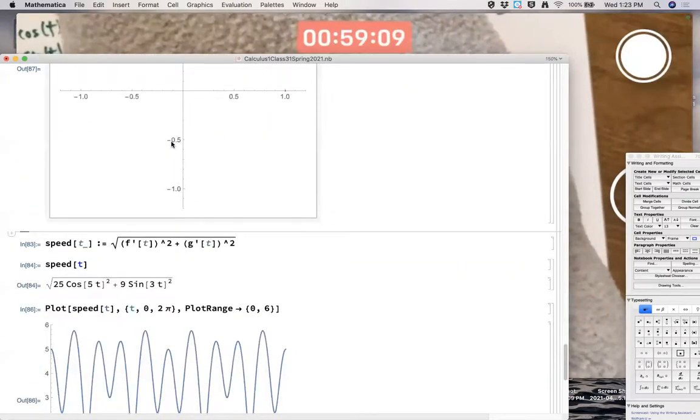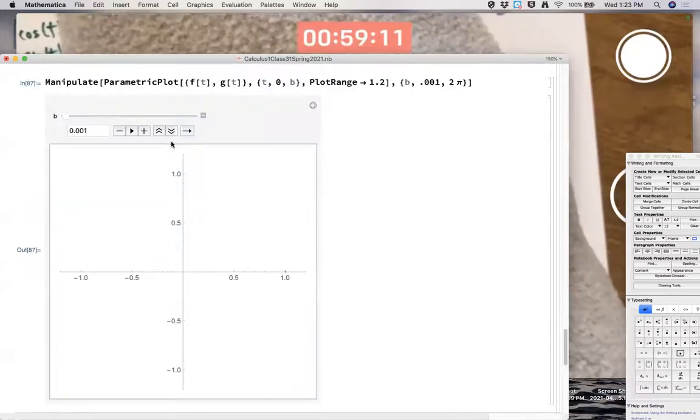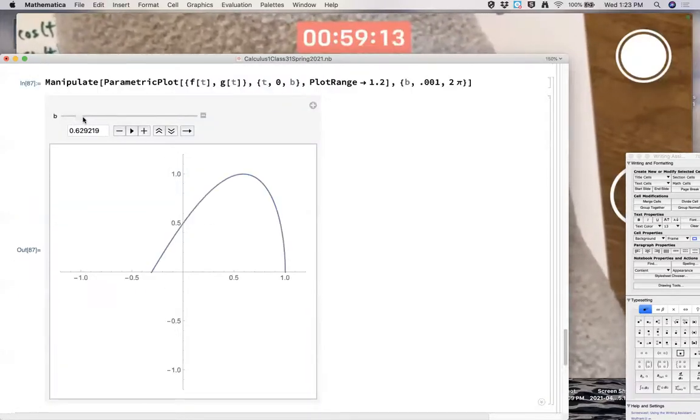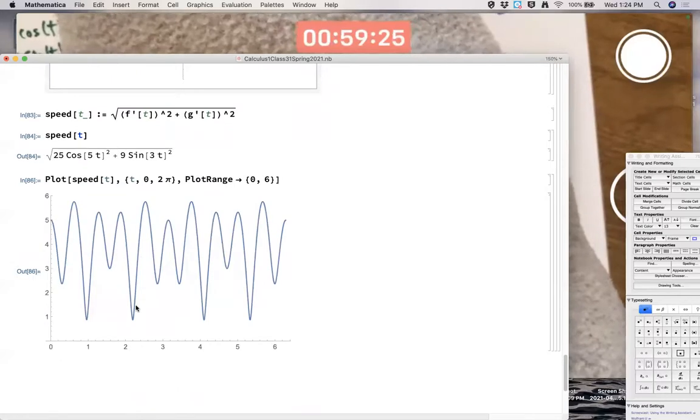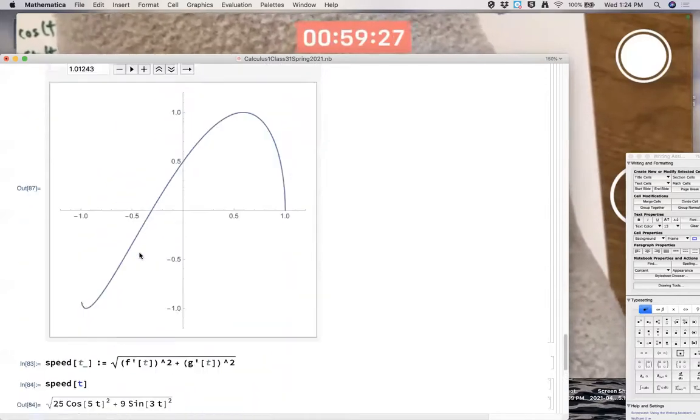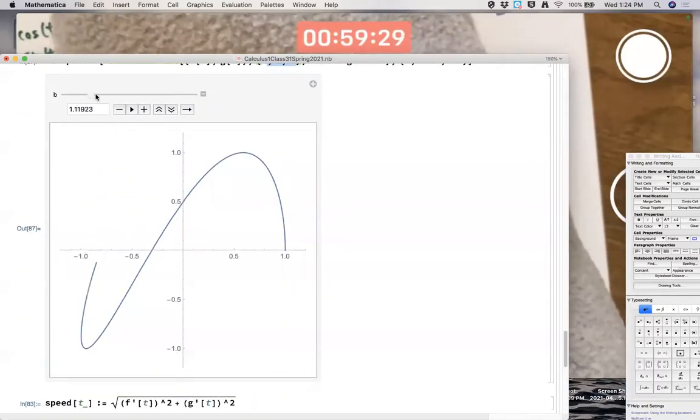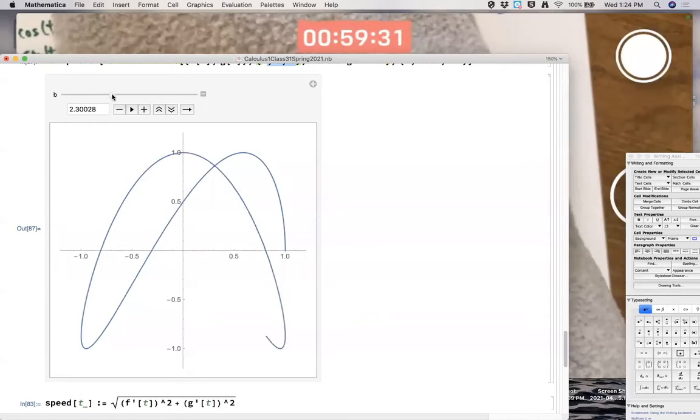T is just barely bigger than, or real close to, 1. We should be in a tight curve, like right about now. It's real close to 1. B is just representing the right endpoint of the interval here. Another tight curve would be when t is about 2.2. So when b is about 2.2, like right about there.